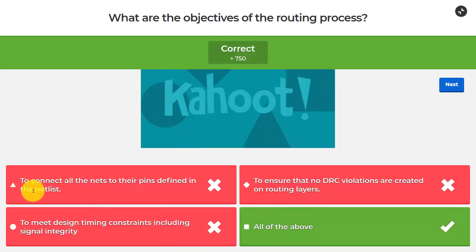So going back to the Kahoot question, to connect all the nets to their pins defined in the net list, obviously that's the must do. We have to make sure that our design is connected fully so we can pass LVS later on. To ensure that no DRC violations are created on routing layers, again, we're not allowed to fabricate things that have design rule violations, so this is something that we have to do with the router. To meet timing constraints, including signal integrity, again, what we need to do in our design always is to meet max and min delay and the other timing constraints and DRVs that we discussed. And indeed, signal integrity, which is noise, we have to make sure we meet the signal integrity definitions that we put for ourselves.